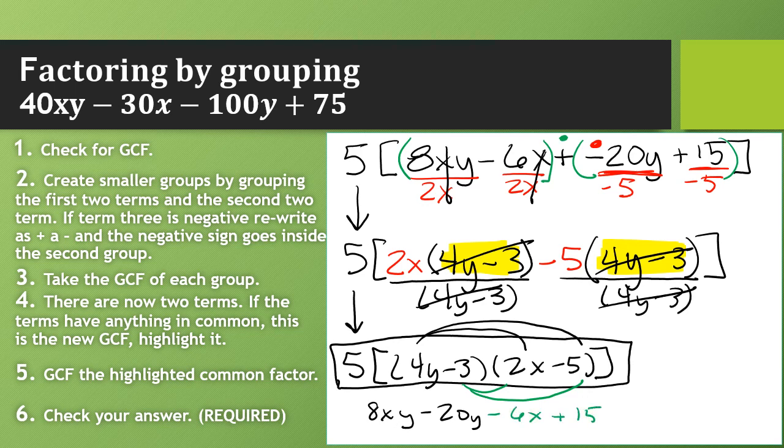So if I look at my polynomial, this is really all times 5. So now if I distribute the 5, I have 40xy minus 100y minus 30x plus 75. And other than the fact my middle two terms are switched, which is not a big deal based on the addition properties, that matches my original problem, so it looks like I am good to go.